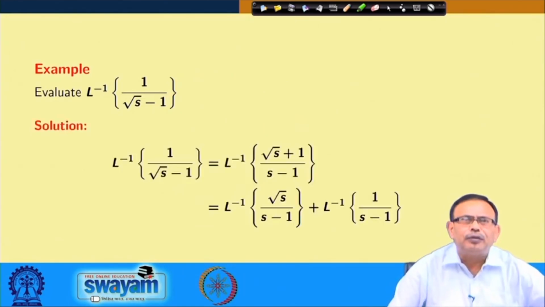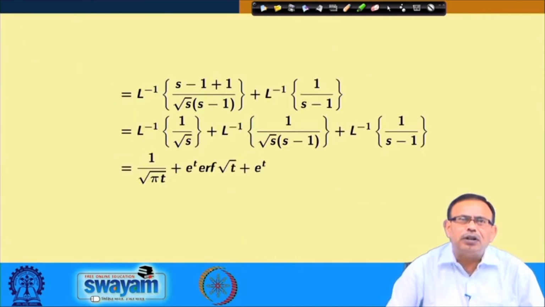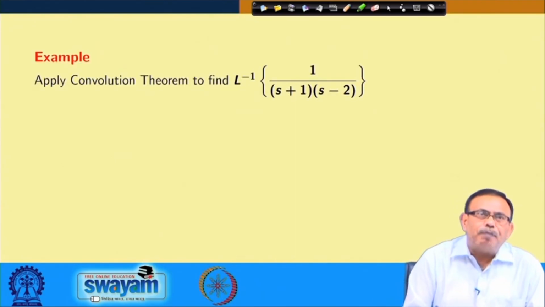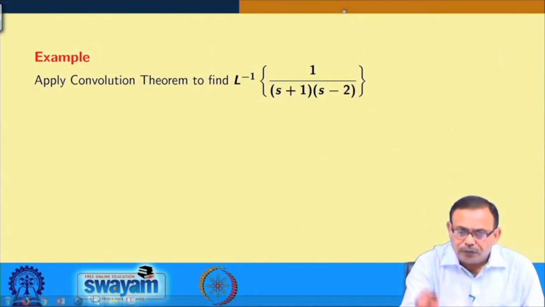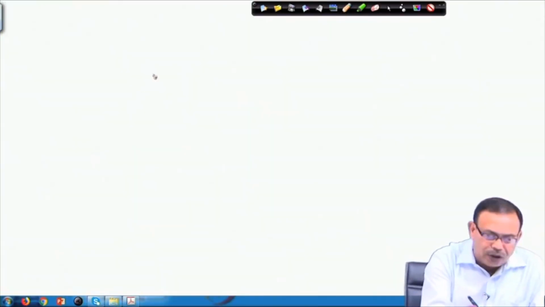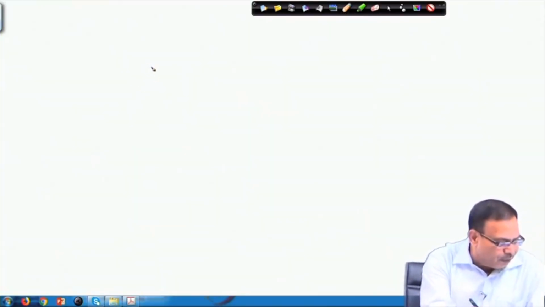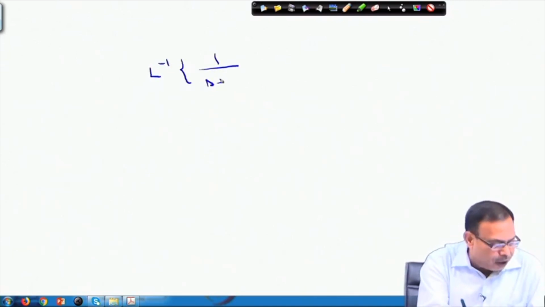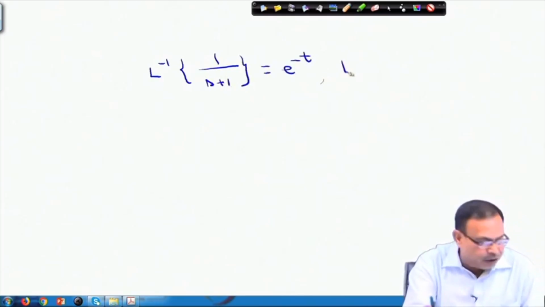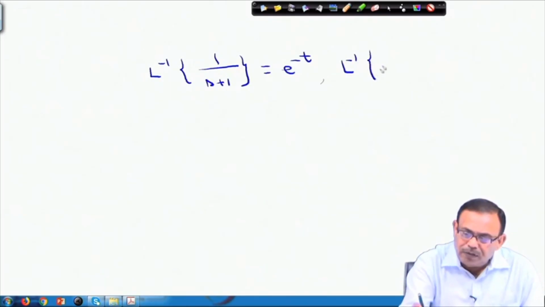We will just omit this example. Apply the convolution theorem to find the value of this. Since we are doing the convolution, it will be easy for us to do it. Laplace inverse of 1 by s plus 1 equals e power minus t, and the second one, Laplace inverse of 1 by s minus 2, is e power 2 t.